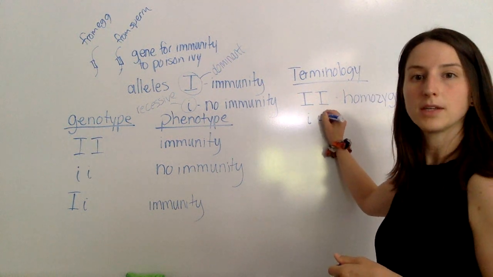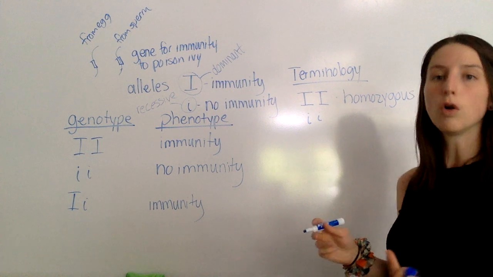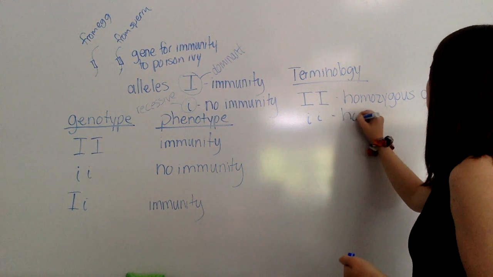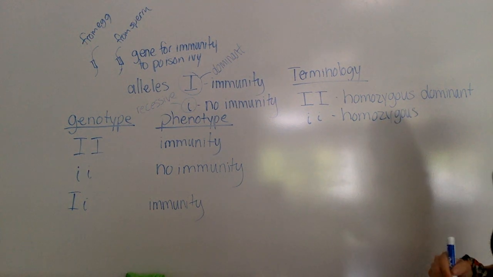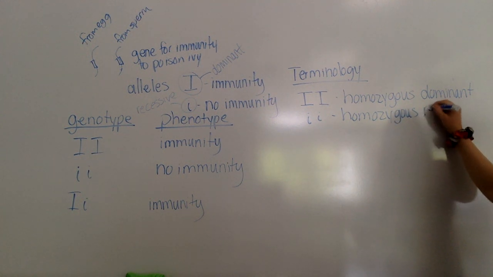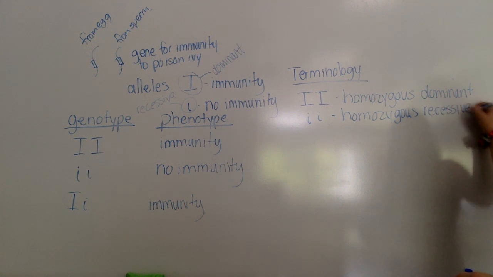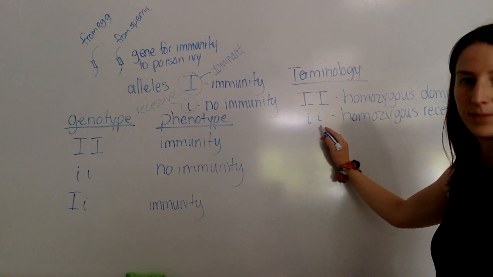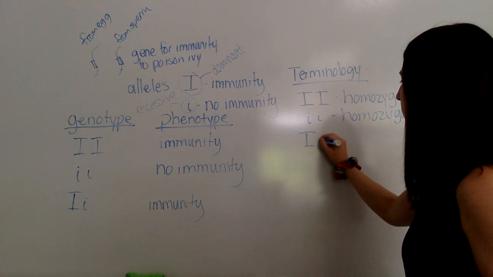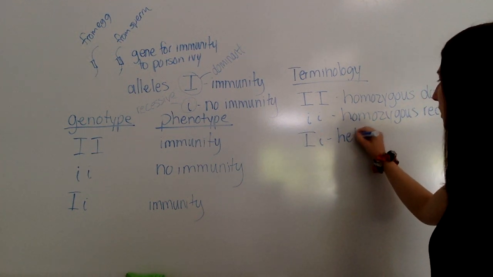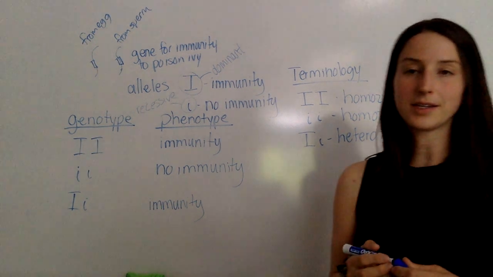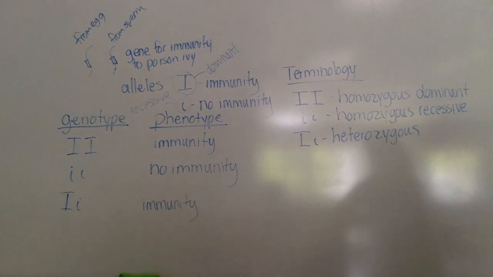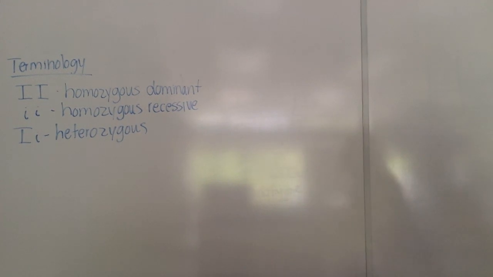If you've got two copies of the recessive gene, it's still homozygous, but now instead of dominant, it is recessive, because it's the recessive allele. If you have got one of each, you are heterozygous. Okay, so I'm just going to leave that terminology there.